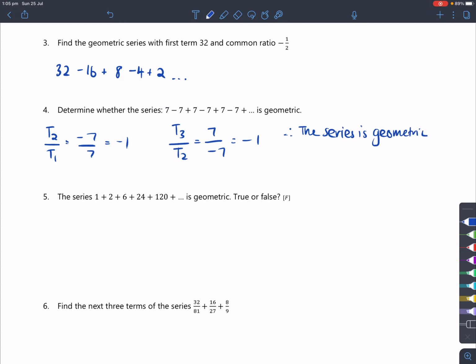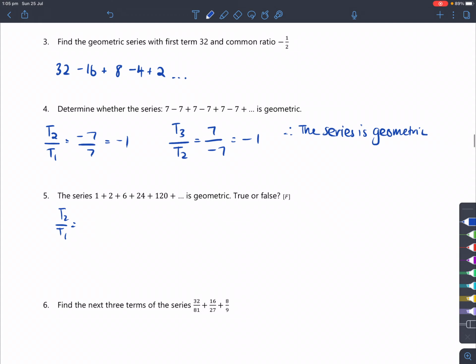Okay, right, so the series 1 plus 2 plus 6 plus 24 plus 120 plus whatever is geometric. True or false? Okay, so we're going to do the same thing again. We get term 2 over term 1. We find the result of that first. So that will be 2 over 1, which is 2. And then term 3 over term 2 would equal 6 over 2, which is 3. And you can tell that these two are not the same. So that means the series is not geometric.